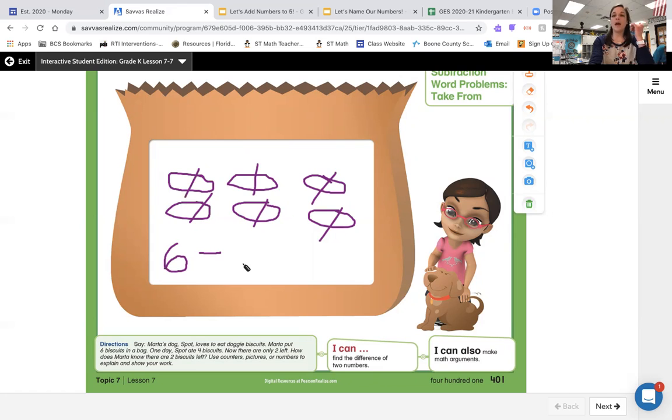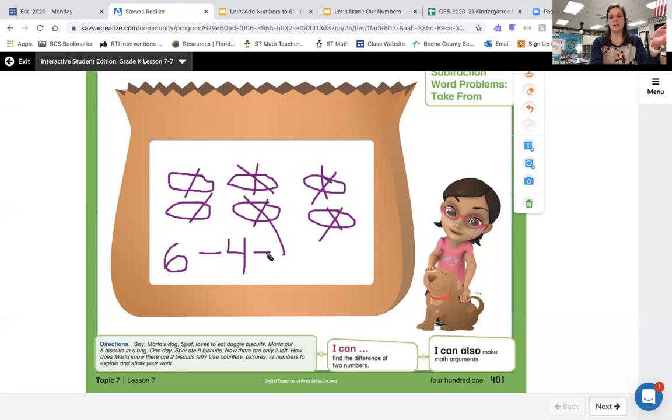And then we're going to mark out 4. That means we're going to put an X on 4 of them. So I'm going to put 1, 2, 3, 4 X's and write my 4 behind my minus sign. So now my sentence and picture show 6 take away 4. What sign do I need to show I'm about to give my answer?